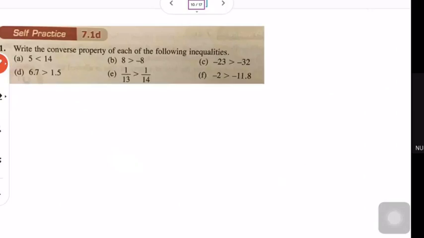Okay, next. Write the converse property of each of the following inequalities. Okay, so far class, rasa macam mana? Senang ke susah ke tajuk ni? Senang. Okay, senang je kan? Okay, A, cuba tuliskan. Cuba tulis A, B, C, D, E, F. Seorang satu lah, seorang satu. Ya? Okay, orang lain?